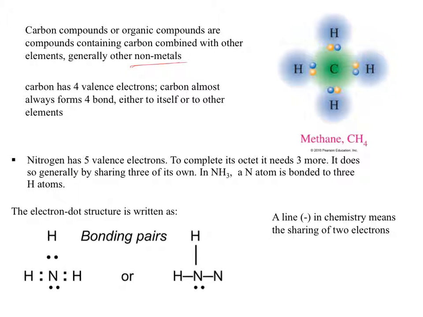Okay, so carbon. Carbon is in column 4 on the periodic table. So carbon has 4 valence electrons, as it can state right there. And carbon almost always forms 4 bonds, either to other carbon atoms or to other elements. This example right here, methane, carbon is sharing with a hydrogen, a hydrogen, a hydrogen, and a hydrogen.